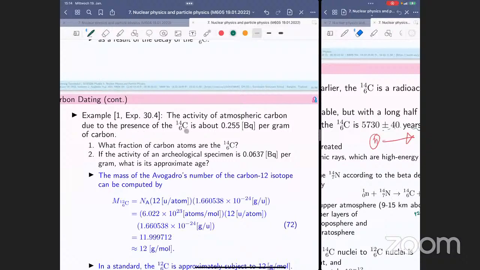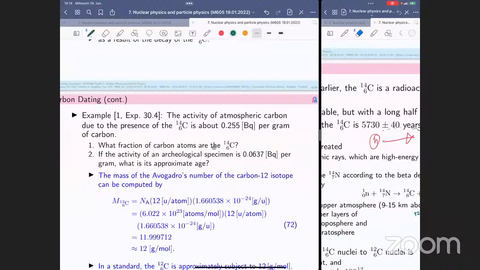This question arises from the book, example 30.4. The activity of the atmospheric carbon, due to the presence of carbon 14, is about 0.255 becquerel. Becquerel is the basic unit, right? It's not the curie. Becquerel per gram of carbon. So the rate of change, the absolute delta N by delta T, is 0.255 nuclei per second per gram of carbon.